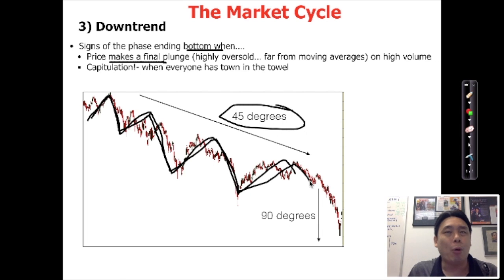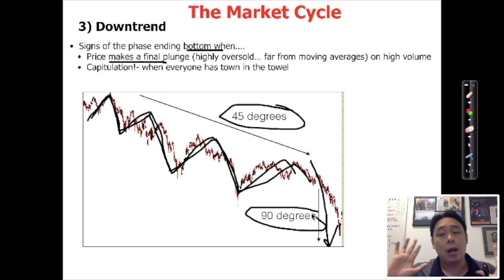So increasingly people get more and more frustrated because they think it's going to go up, they buy and they die, they buy and they die, right? But it comes to a point where people start panicking and they say, you know what, the market will never recover, I'm out, and that's when the price plunges 90 degrees and we've got panic selling. And that's what we call capitulation.